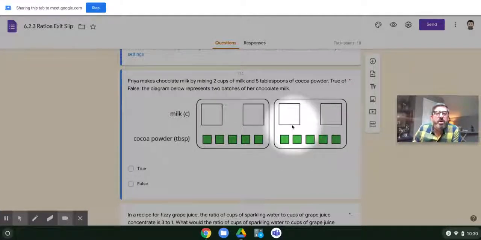Now, what if we were to put all those together? What would we be doing to that recipe if we were to add this batch to this batch? Double it. Doubling it, that's right.